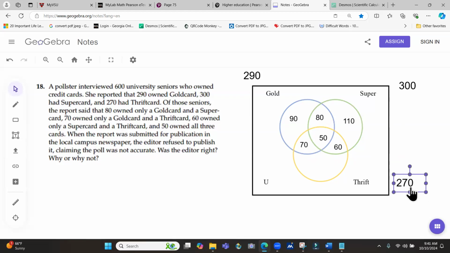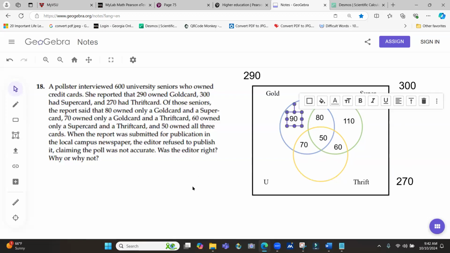Okay, from 270, the people who own the thrift card, you will subtract these three numbers inside the yellow circle. 50 plus 60 is 110. 110 plus 70 is 180. If you subtract 180, it'll be 90. This will be 90.